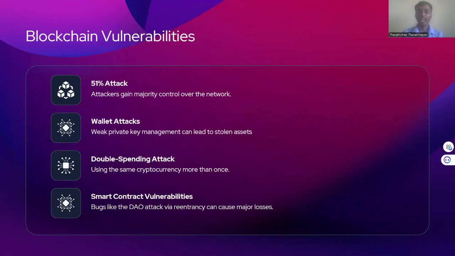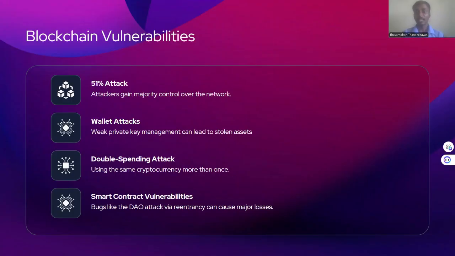Wallet attacks are another serious issue. Blockchain wallets rely on public and private key pairs. If a user's private key is poorly managed or the cryptographic algorithm is weak, hackers can steal funds. Once the private key is compromised, it's almost impossible to recover the lost assets due to the decentralized nature of blockchain.